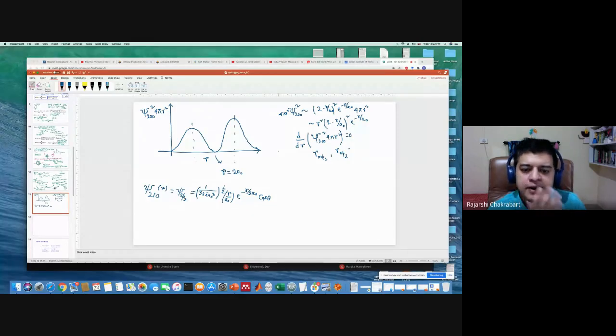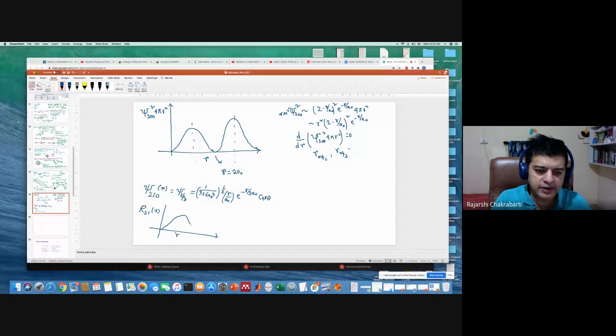Now essentially it depends on the angle theta. What about the radial part? How does the radial part look? So R21. If I plot it, how is it going to look? It is r times exponential of minus r, isn't it? So the radial part would look like this. It's fine, because at r equal to 0, it gives you 0. The radial part means this part, with some constant. This is R21(r).